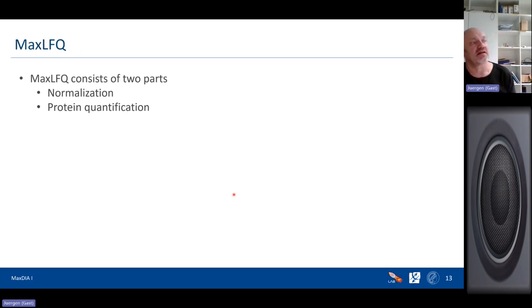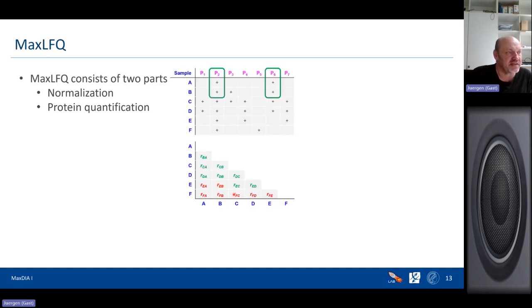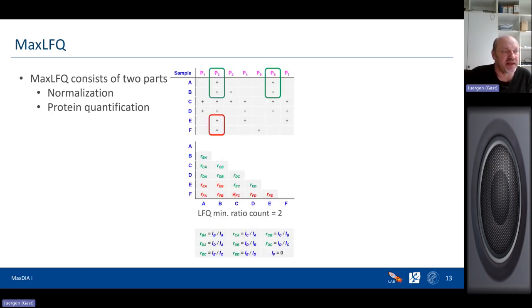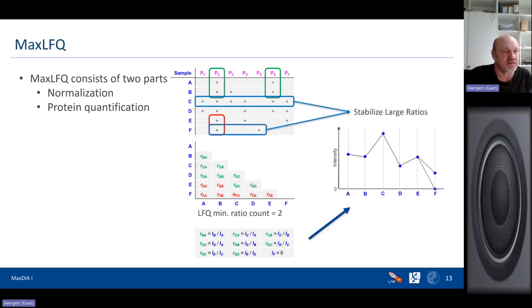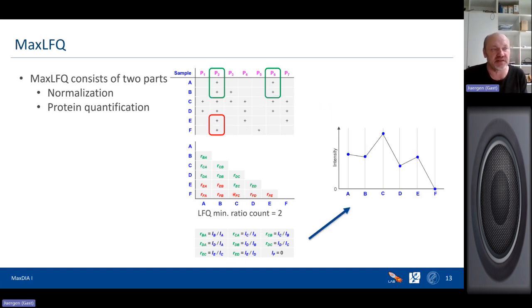So next, you need the label-free quantification algorithm, and there we extended the MaxLFQ algorithm that you may know from DDA already, which consists of two parts. One is the normalization and one is the protein quantification part. Normalization is relatively straightforward, bringing the intensity distributions to comparable scales. The protein quantification, without going too much into detail, follows the idea of first making all possible pairwise comparisons between samples.